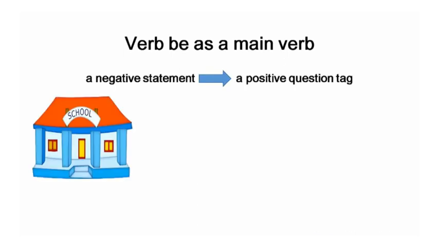Now, if a negative statement is at the beginning, we will have a positive question tag. Let's look at the examples. Sarah isn't at school, is she? Isn't in the sentence becomes is, and we use she because the subject of the sentence is Sarah. So we cannot use Sarah in the sentence.